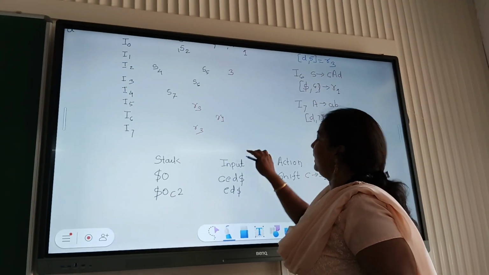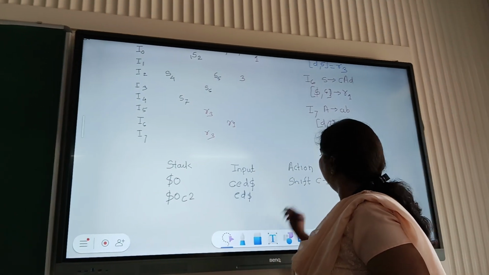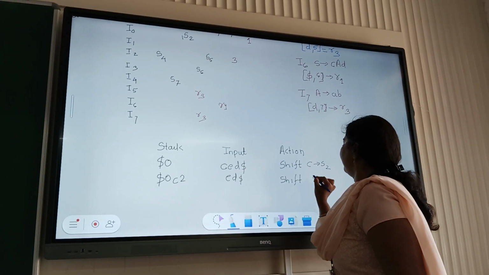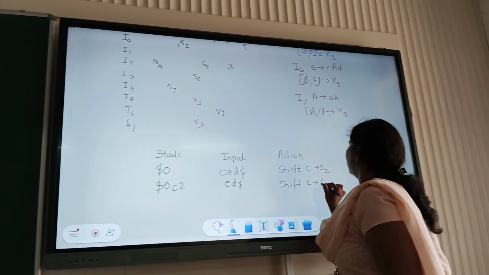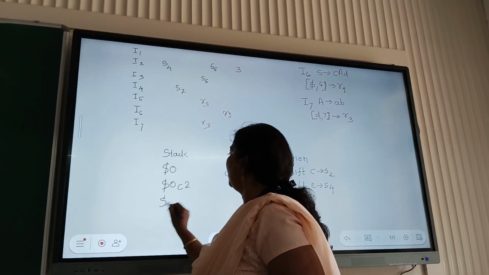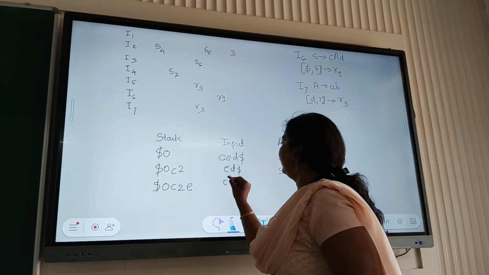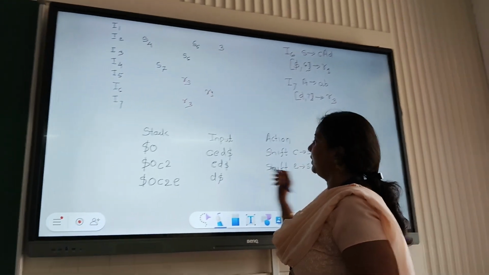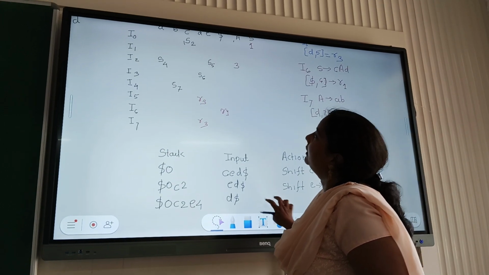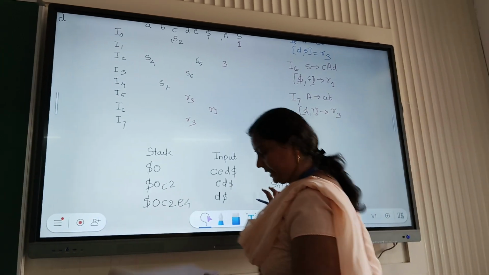Then 2 of E. 2 of E is S4. So shift. E is equal to S4. So right here $0 C, this E is here and the remaining string as it is. And this number you require to write. Then next 4 of D. 4 of D. Then reduce operation is there.